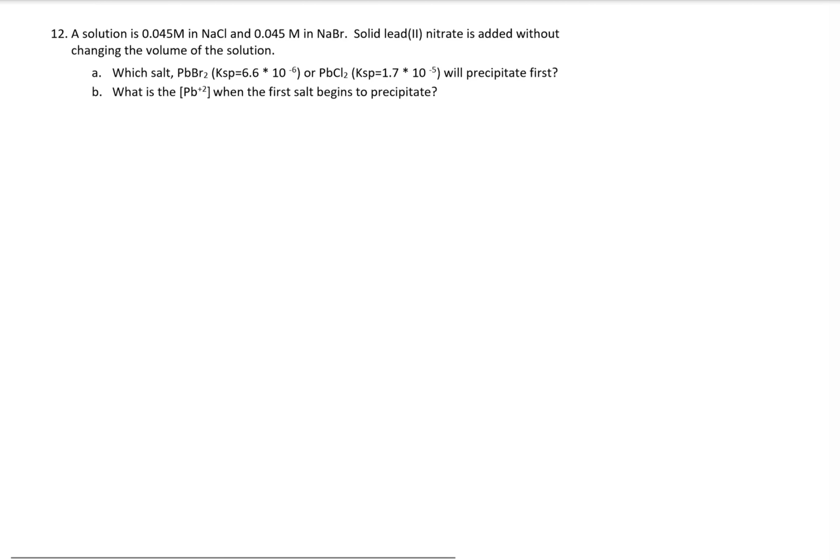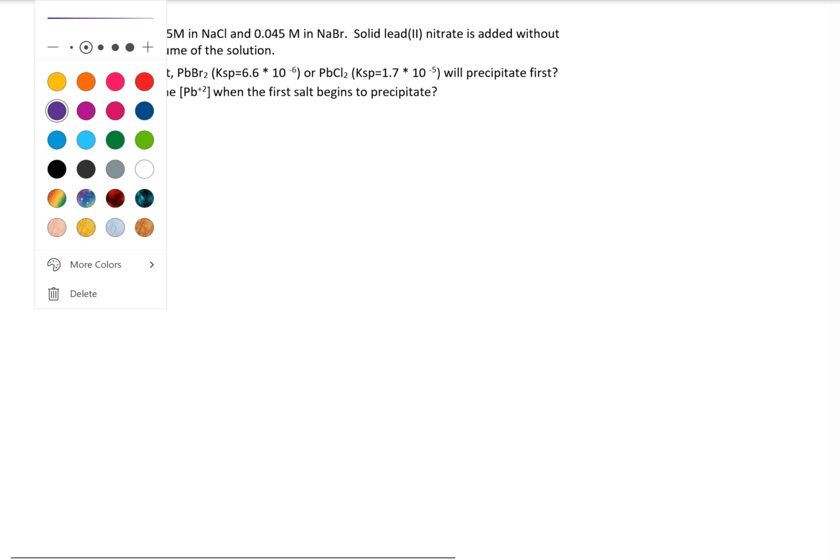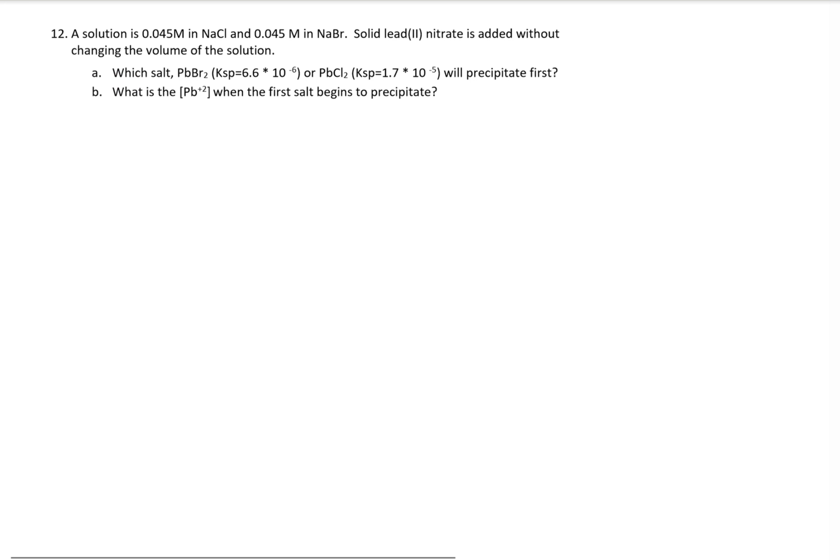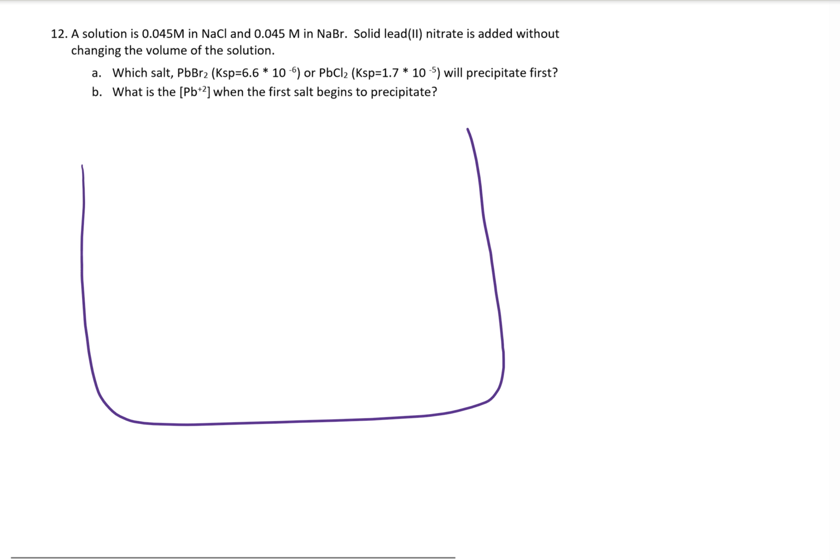Problem number 12, we have a solution that is 0.045 molar in sodium chloride and 0.045 molar in sodium bromide. To that, we're going to add some solid lead 2 nitrate. And once again, they're asking me which salt is going to form first. So we have a solution that contains some sodium chloride and some sodium bromide. Right now, nothing's going to happen because all this is soluble, no precipitate forms.